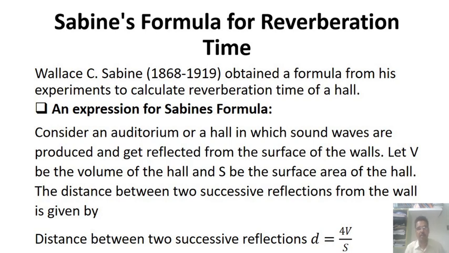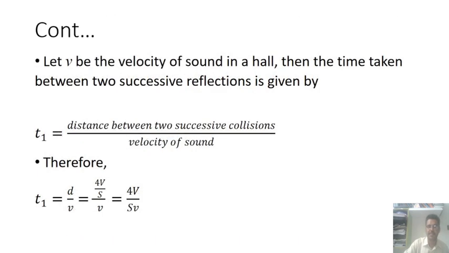Now consider one auditorium or a hall in which sound waves are produced and get reflected from the surface of the walls in the same auditorium. Let V be the volume of the hall, S the surface area of the hall, and the distance between two successive reflections from the wall is given by D is equal to 4V by S.